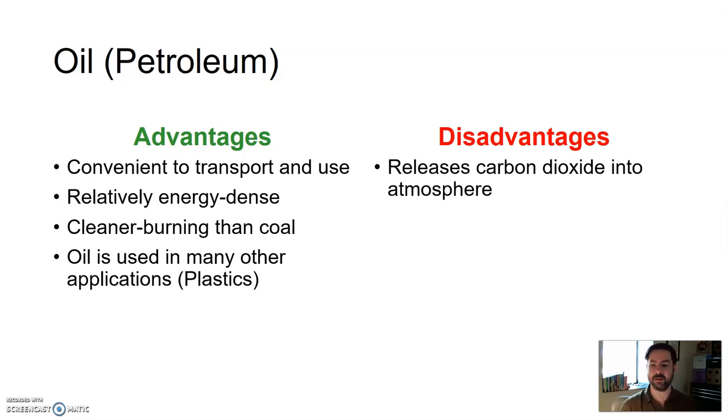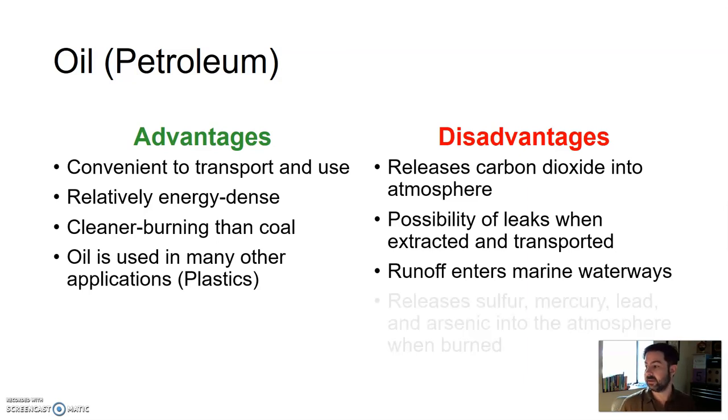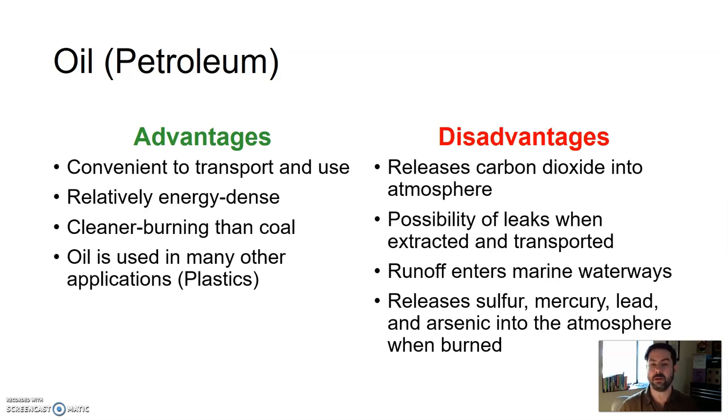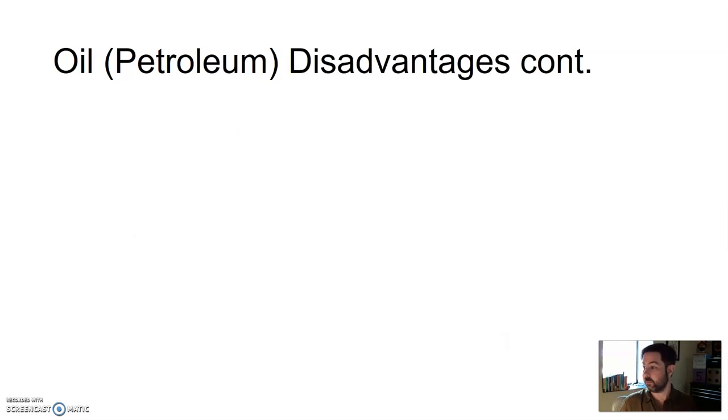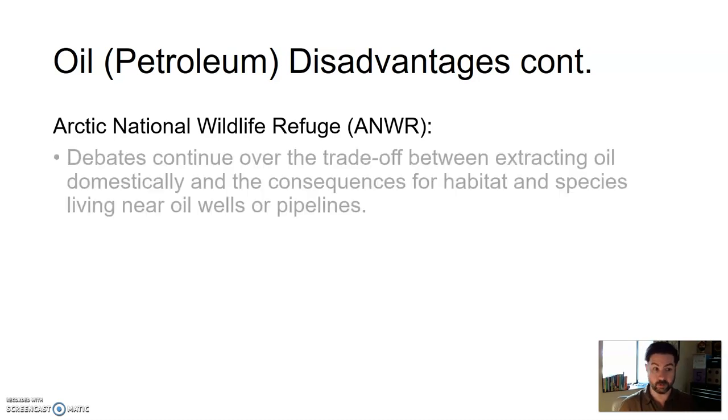Disadvantages: release a lot of carbon dioxide into the atmosphere. There's possibility of leaks when extracted and transported. Oil spills, those happen very often. You can get runoff entering into marine, oceanic, different waterways. When you're burning oil, petroleum, gasoline, whatever, it releases sulfur, mercury, lead, and arsenic, just like coal. They're both fossil fuels. Some more disadvantage specific to one area is the Arctic National Wildlife Refuge, nicknamed ANWR, A-N-W-R.